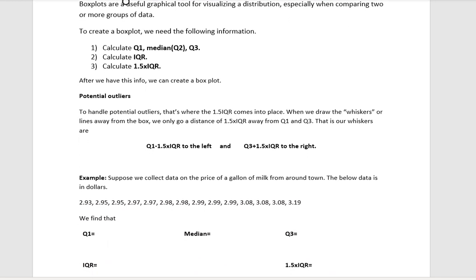Alright, so when we're creating a box plot, what we need are the following pieces of information. The first thing we need is Q1, Q2, and Q3. Remember, this is where you break the data up into fourths. The first fourth is Q1, the second is Q2, aka the middle 50%, and the third fourth, the 75th percentile, is going to be Q3. We also need to calculate the IQR, and the last thing is we need to calculate 1.5 times the IQR. I did that in a different color because these two pieces of information are going to go on the box plot.